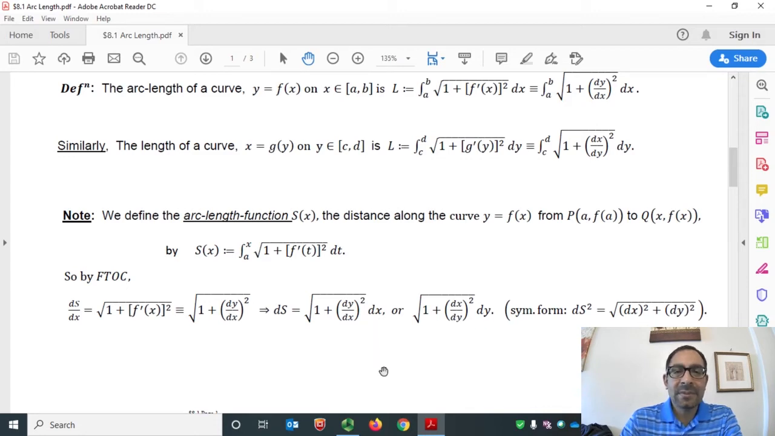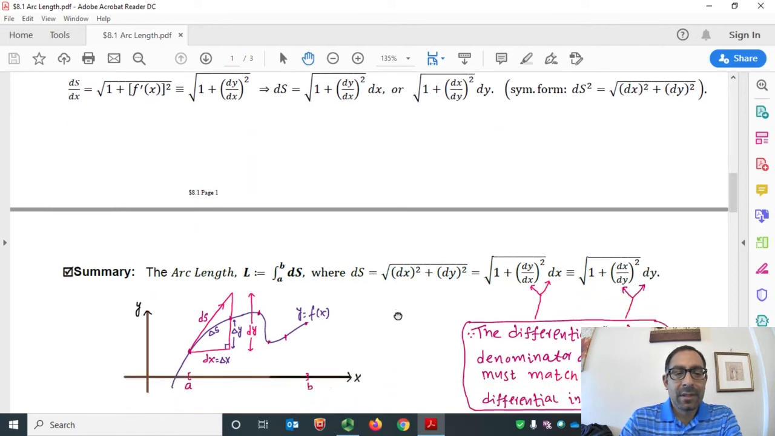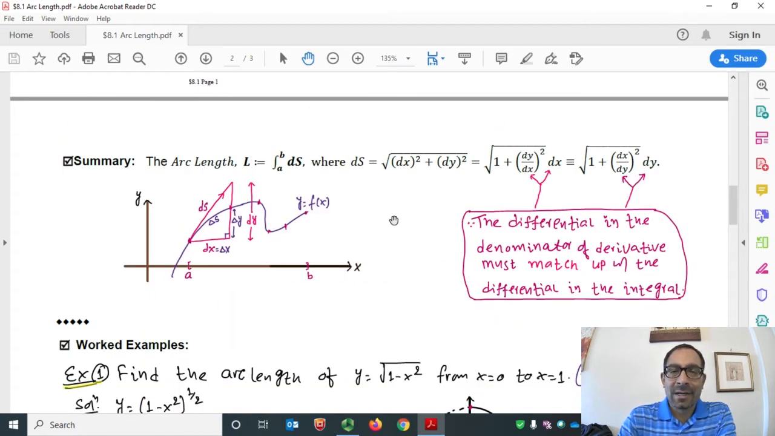Great. Let's move on. We can rewrite our arc length formula in one single formula by using arc length functions. The arc length L equals the definite integral of ds from a to b, where ds equals the radical of dx squared plus dy squared, which equals, if you multiply and divide both sides by dx, this expression, and if you divide and multiply by dy, then this gives me this expression.